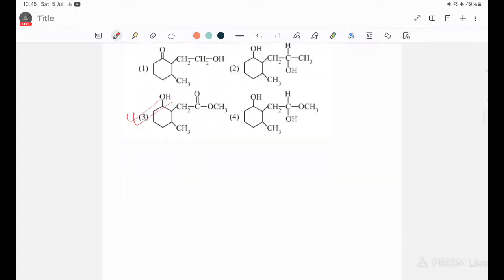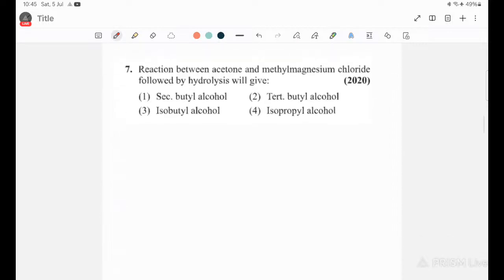Okay, now moving forward to the 7th question. It is also comparatively easier. Just try to figure this out: the reaction between acetone and methyl magnesium chloride followed by hydrolysis. This is the simplest question I will tell, a very simple question. It came in 2020, in the corona batch. It is one of the easiest questions from alcohol and phenol.